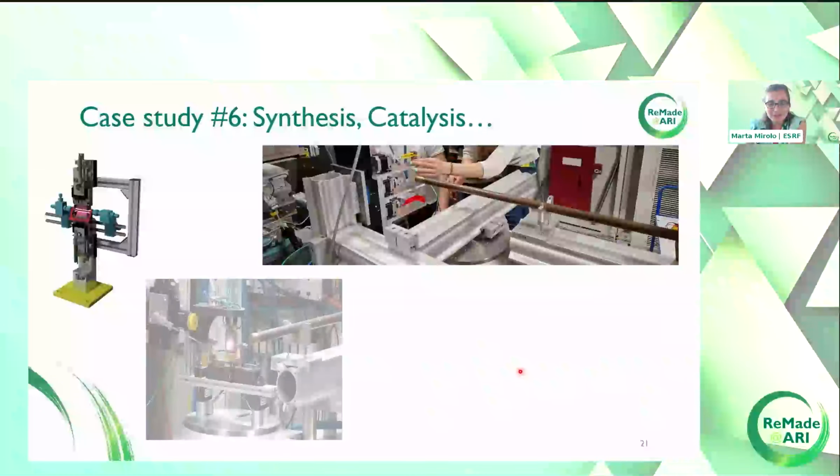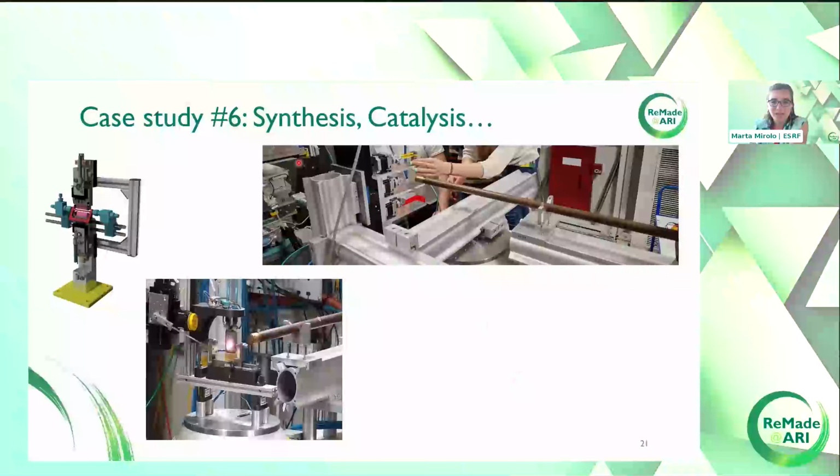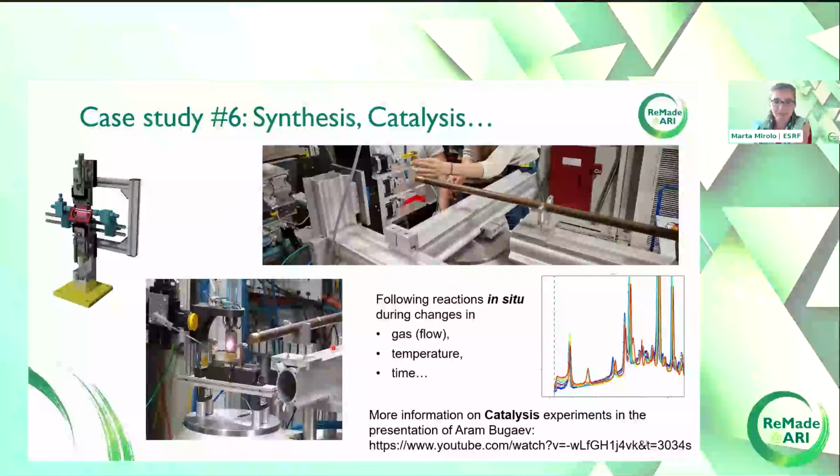We can also do a lot of other experiments, just to give an overview, like synthesis and catalysis. In many different synchrotrons, in many different beamlines, there are these kinds of capillary cells. This one, for example, comes from the Swiss Light Source, but it has been used in ALBA, it has been used in DESY, it has been used at ESRF. So it's a portable setup, I would say. You have the capillary inside, you can have gas flow, you can have different temperatures, and you can basically follow changes that are occurring in your material in situ, doing changes in gas flow, for example.